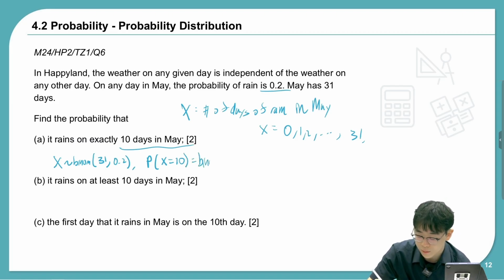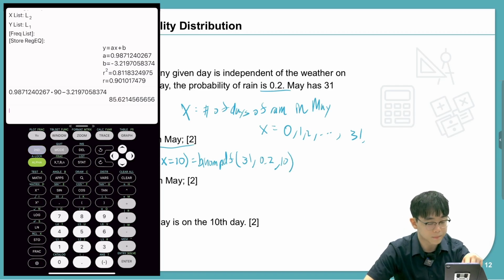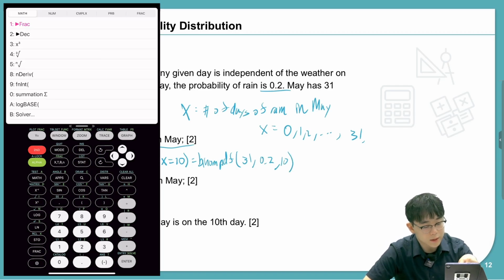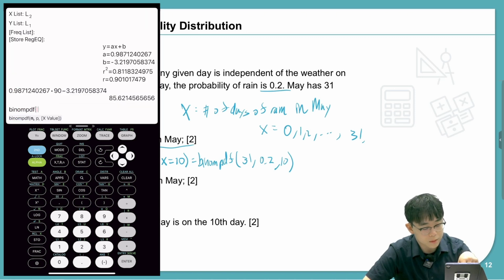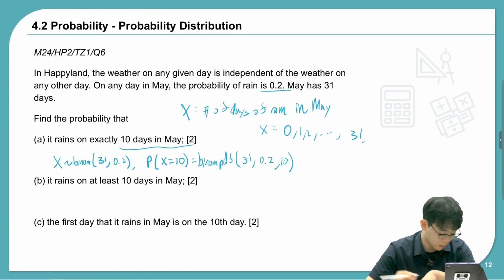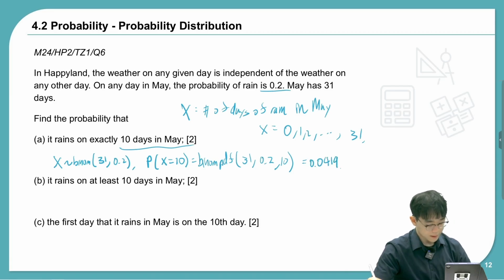So on our calculator, we could just say this is binom PDF. There's 31 tries, the success probability is 0.2, and the number of successes is 10. So we could go to second variables, binom PDF, and then we could do 31 tries, 0.2, and then 10 successes, so that's 0.0419. Okay. So that's the probability.